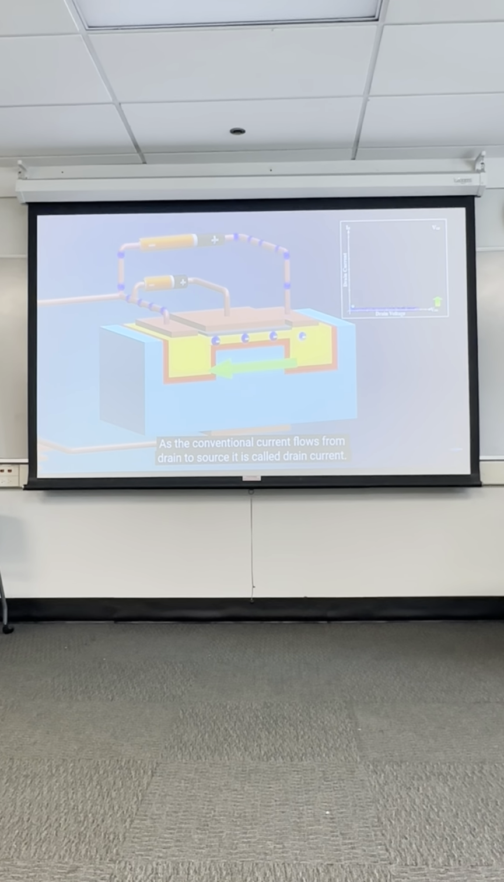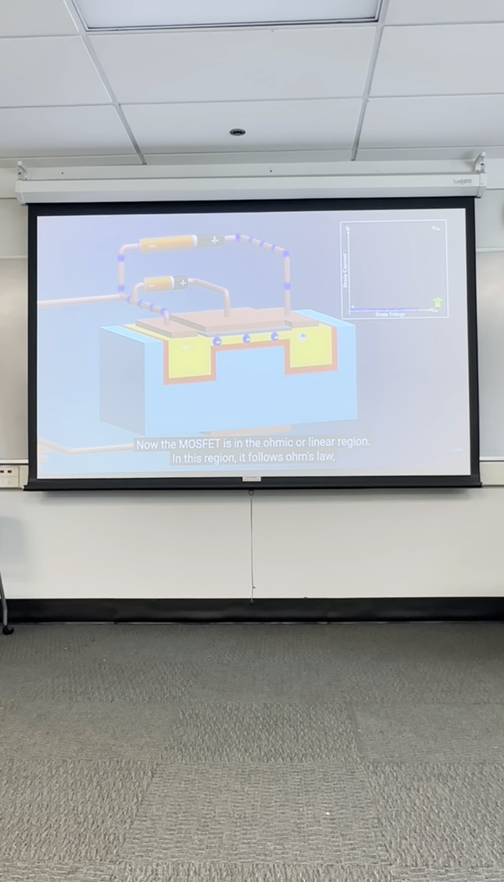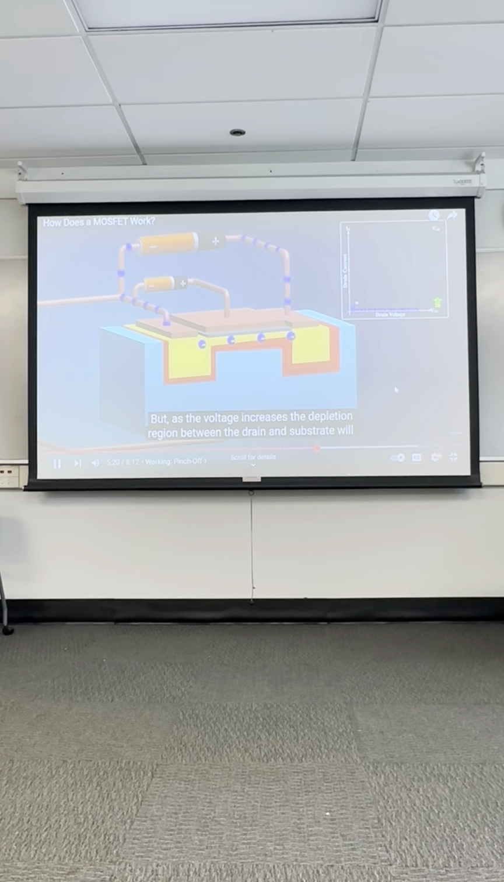As the conventional current flows from drain to source, it is called drain current. Now the MOSFET is in the ohmic or linear region. In this region, it follows Ohm's law, that is, as the voltage increases, the current increases linearly, but as the voltage decreases, the depletion region between the drain and substrate will increase as they are reverse biased. Also, the channel begins to deplete towards the drain end.